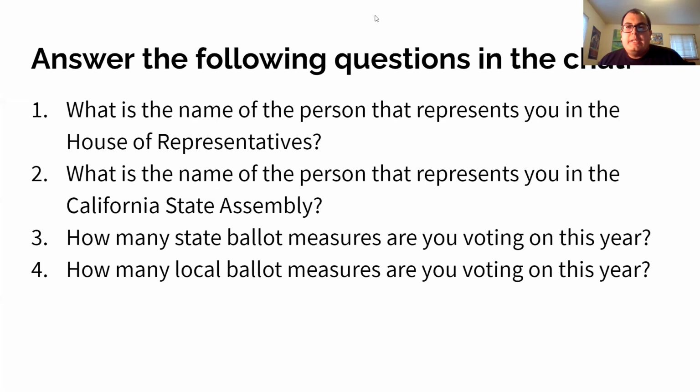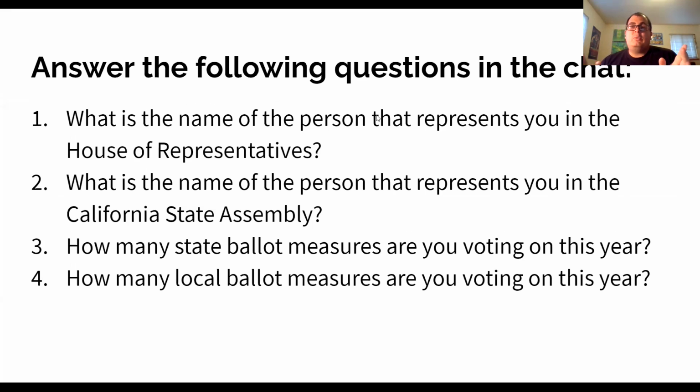Okay, let me just check the chat, see if there's any responses, and there are not. So, okay, I'll just go over the answers very quickly. Currently, the House of Representatives member for Humboldt County is Jared Huffman. He's a representative in District number 2 for the House of Representatives. For answer number 2, State Assembly, that is currently Jim Wood. He is a representative at that level.